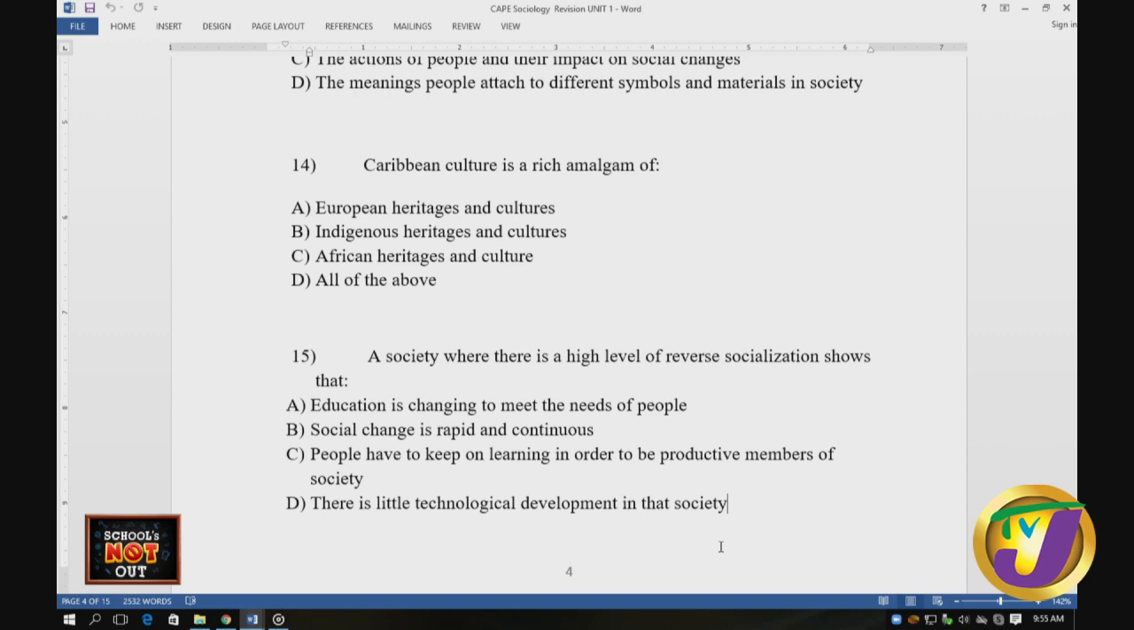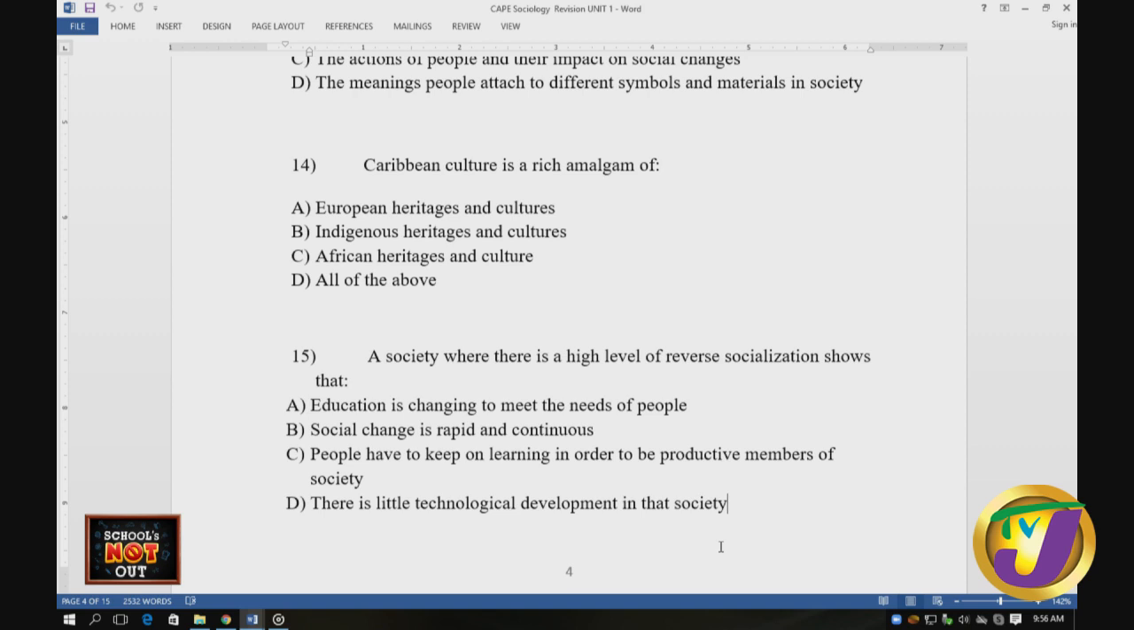Because it's changing so fast. And so that one we tick, and we'll read the others. People have to keep on learning in order to be productive members of society. That one is close, but is it that they have to keep on learning? Do you plateau at a point? And the last one, there is little technological development in that society. No, that one is totally out.